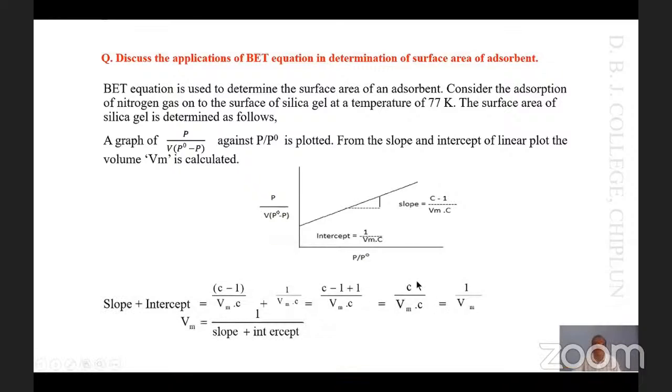We can cancel out C and C, one from the numerator and one from the denominator, and you will get the equation like this: 1 upon Vm. Slope plus intercept is equal to 1 upon Vm. Or we can rearrange this equation: Vm is equal to 1 upon (slope plus intercept). By substituting the values of slope and intercept in this equation, we can calculate the value of Vm.